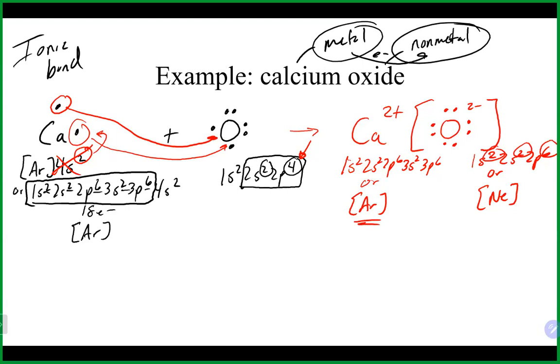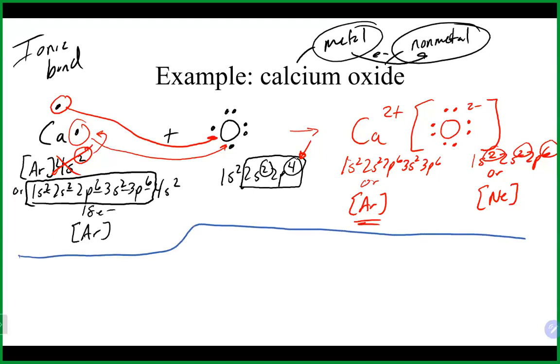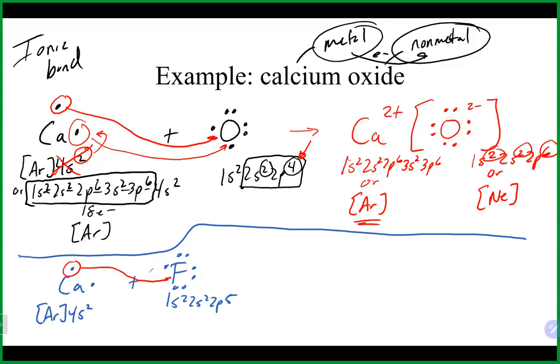Now, what happens if we take these two guys in these two examples here and put them together? So let's just say we took our calcium, which has 2 valence electrons, which again is our argon 4s2. And let's put it together with fluorine that has its 7 valence electrons and an electron configuration of 1s2, 2s2, 2p5. So when this happens, our calcium is going to want to give away its electrons. And when it does, it's going to send an electron over here to fluorine.